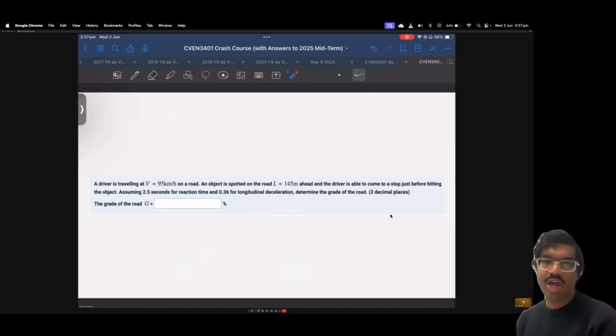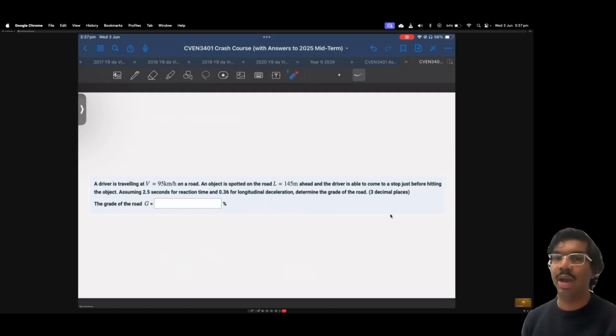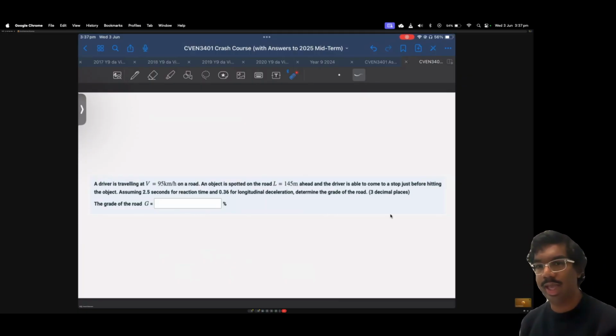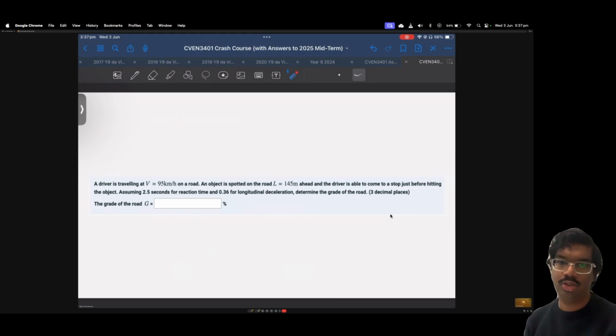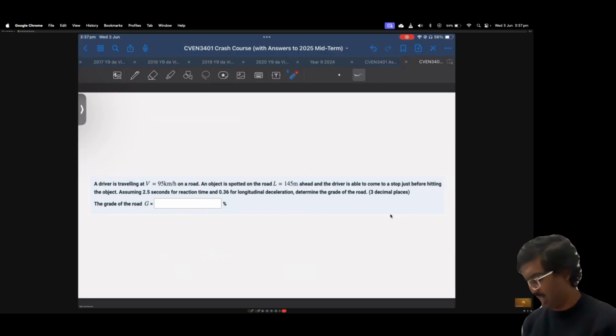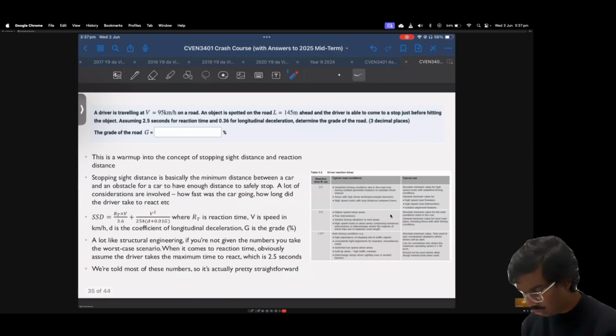So a driver is traveling at 95 kilometers an hour on a road. An object is spotted on the road 145 meters ahead, and the driver is able to come to a stop just before hitting the object. Assume 2.5 seconds for reaction time and 0.36 for longitudinal deceleration. Determine the grade of the road. Okay, this is a great warm-up question. It's a warm-up into the concept of stopping sight distance and reaction distance.